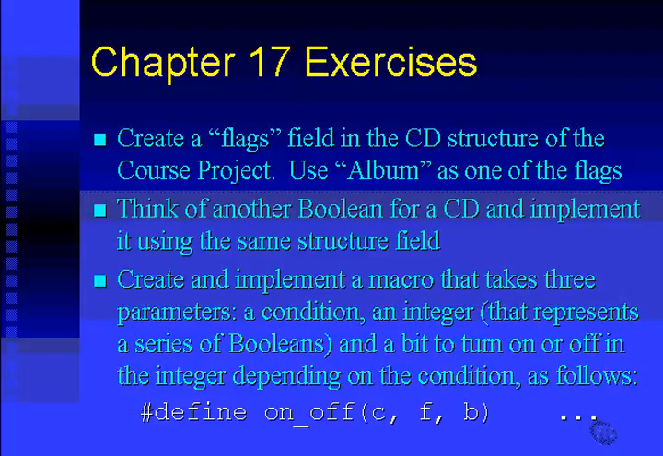So it might look like this. Hash define on or off, or turn on or turn off. C for condition, F for flags, B for bit. And then you obviously have to write the rest of it. Fair enough? What you'll be able to do with such a macro is call it and pass it the condition. The condition might be whether they answered yes or no to the question, is the CD an album? The flags will be the flags field from the CD structure, and the bit will simply be whichever bit we're trying to turn on or off. In other words, the album bit or the in-stock bit or whatever we've chosen to use.